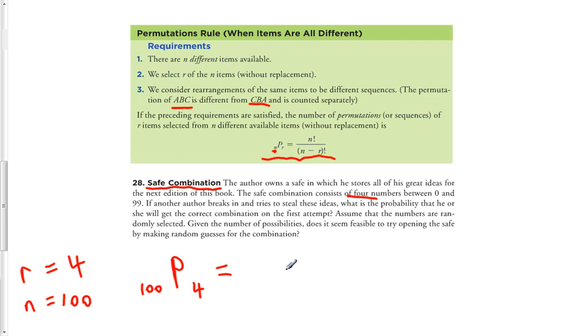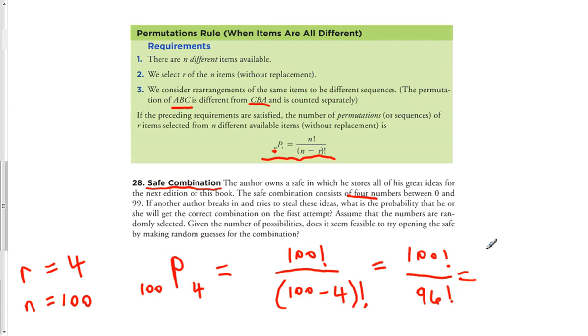So we're looking for 100P4, 100 permutations 4. The formula says that we're going to take n, which is 100, factorial, which is 100 times 99 times 98, all the way down to 1. And the denominator is going to be n, which is 100, minus r, which is 4, factorial, which is 100 factorial over 96 factorial.